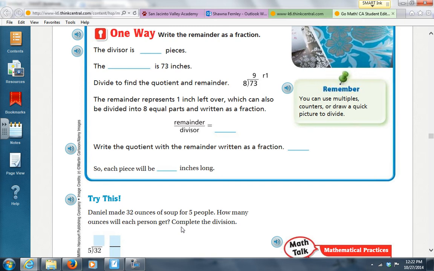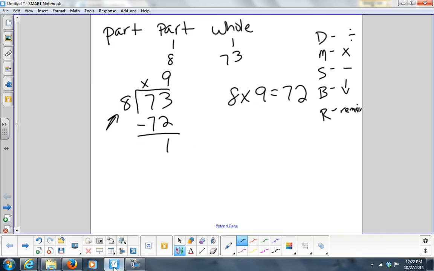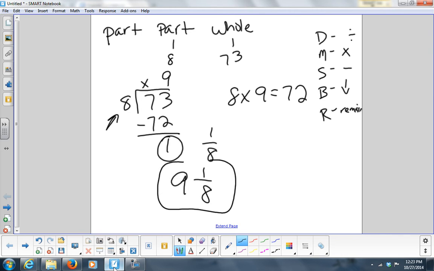All right. You're going to find the quotient and the remainder, which we did. The remainder represents 1 inch left over, which can also be divided into 8 equal parts or written as a fraction. So I can write it as 1/8. My answer then would be 9 1/8. That is one way to do it. As in math, there are multiple ways of doing things. So you would write it as 9 1/8 inches long there at the bottom.